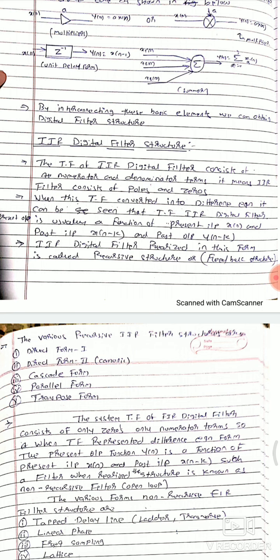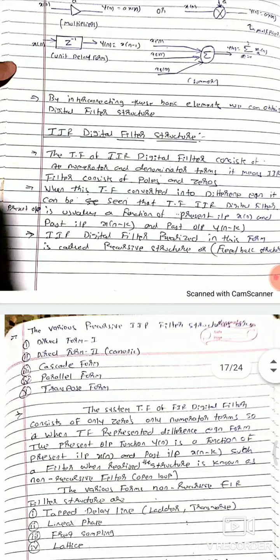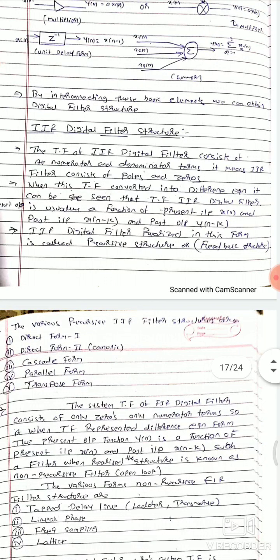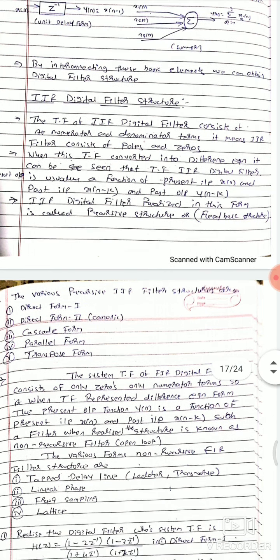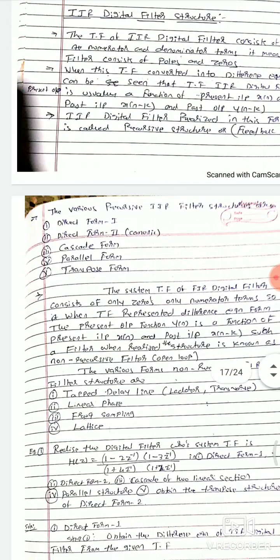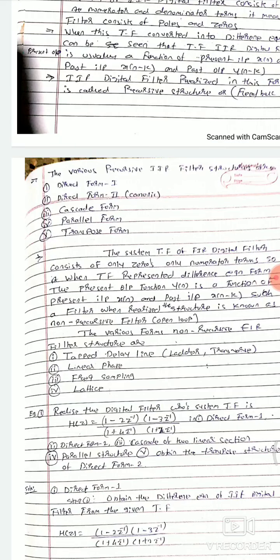So when the transfer function is converted to difference equation, it can be seen that the IIR digital filter present output is usually a function of present input x of n and past input x of n minus k, and the past output y of n minus k. So an IIR digital filter realized in this form is called a recursive structure. The different types of IIR filter realizations are direct form 1, direct form 2, cascade form, parallel form, transpose form.